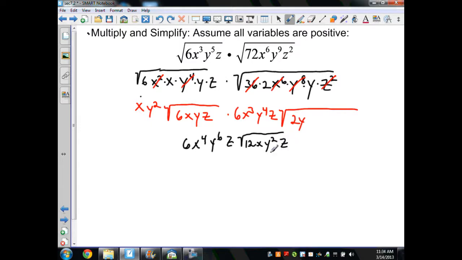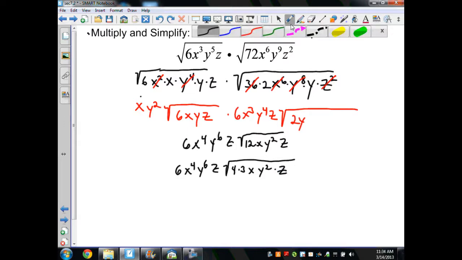Now I can simplify again by taking the square root of the inside. We can do that by bringing down my 6, x to the 4th, y to the 6th, z, square root of 12 can be broken into 4 times 3, x, y squared, z. And our final simplification, square root of 4 is 2. 2 times 6 is 12.